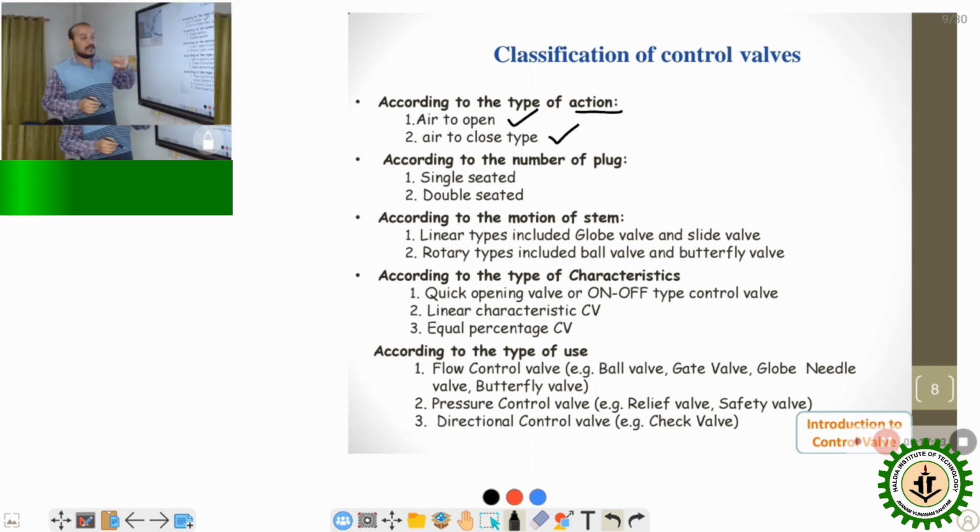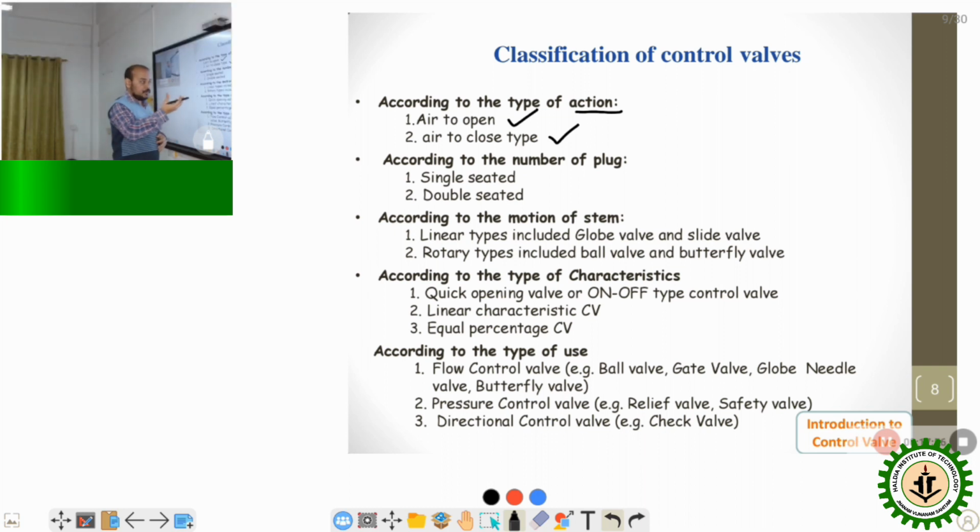According to the number of plugs, we observed from the diagram that there will be a plug at the bottom end of the control valve configuration, but it is not only a single plug. We are able to go through the double configuration of the plug also, in which two plugs will be used in the control valves. According to the motion of the stem, the motion will not only be linearly going up and down, the motion can be rotational also. So the linear type of motion and the rotary type of motion are there, which will be discussed later on.